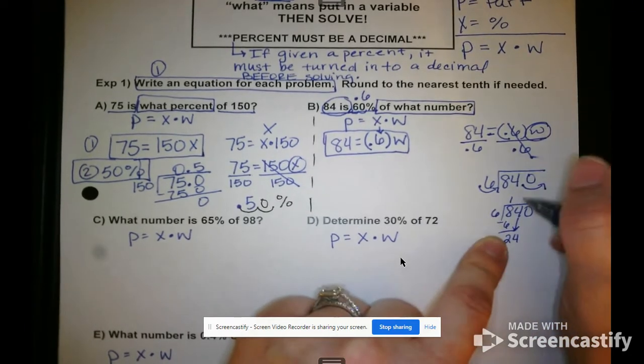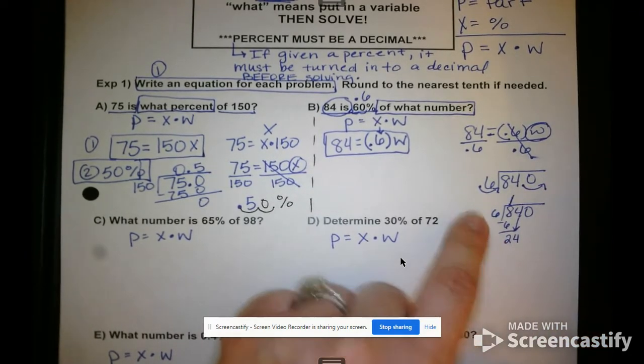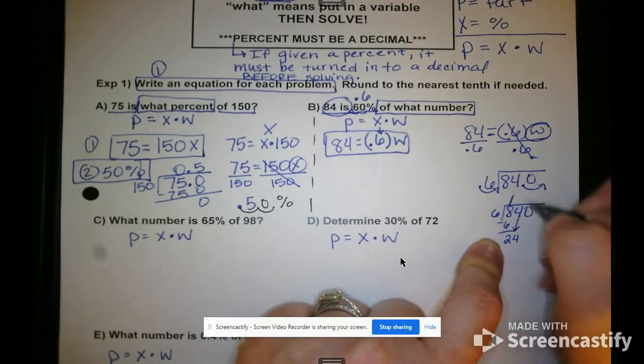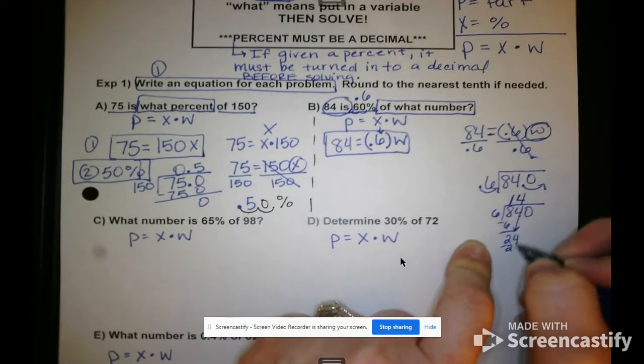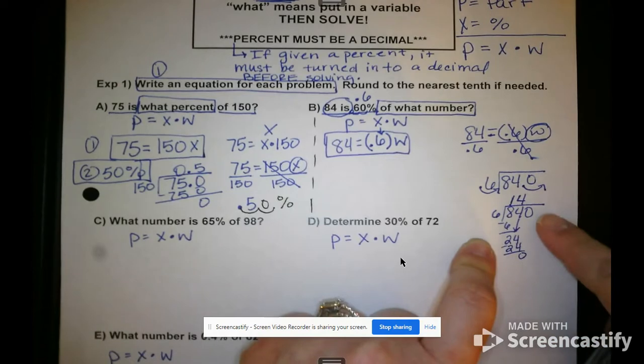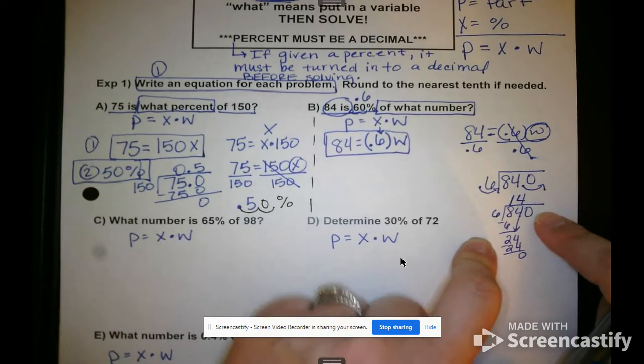Can 6 go into 24? 4 times. Thank you. Y'all don't get ahead. Okay, what do I do with this 0? Drop it down. No, you drop it up.